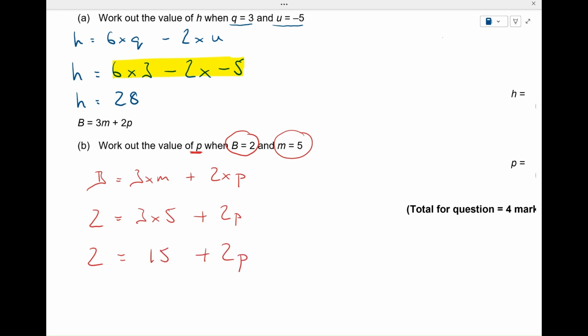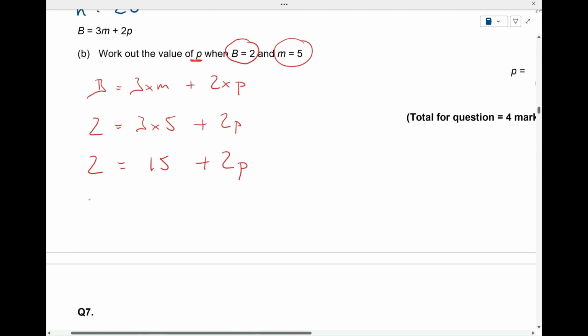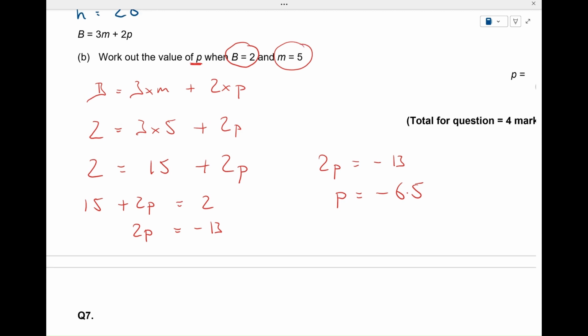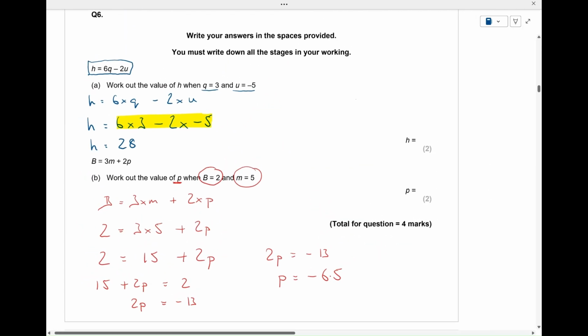Now this is just like an equation if it had x's in it. And what I'd do is I'd swap things around. So I'd get the p's on the left. I'd minus 15 from both sides. And so now I've got 2p equals minus 13. And then I'd divide both sides by 2. p will be minus 6.5. That is question 6.